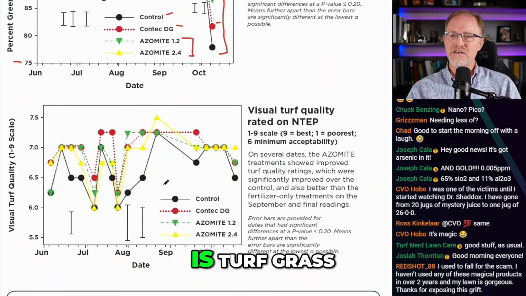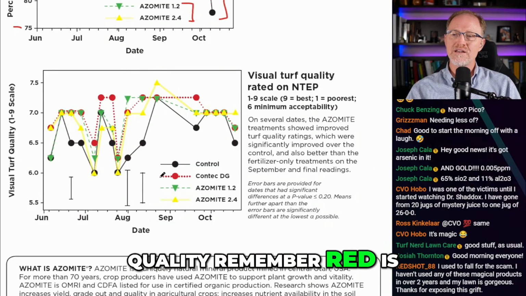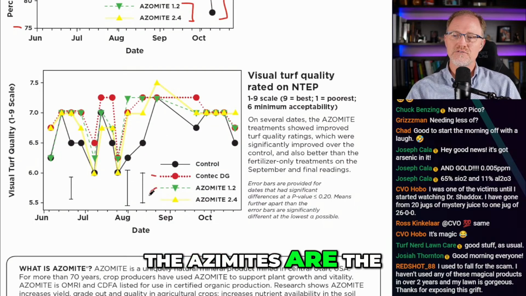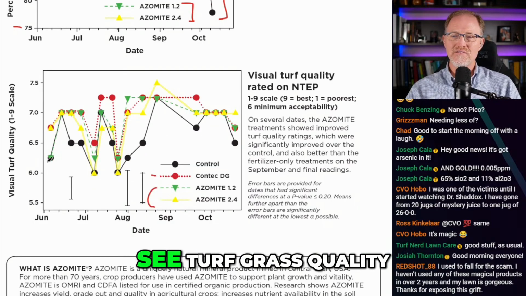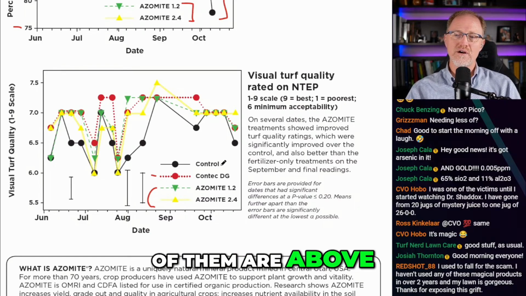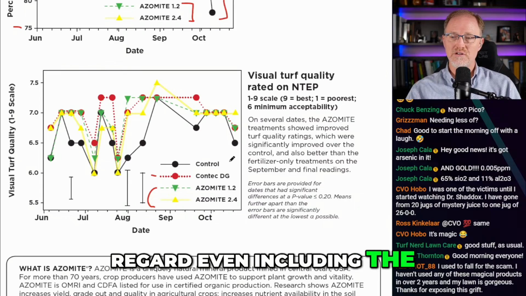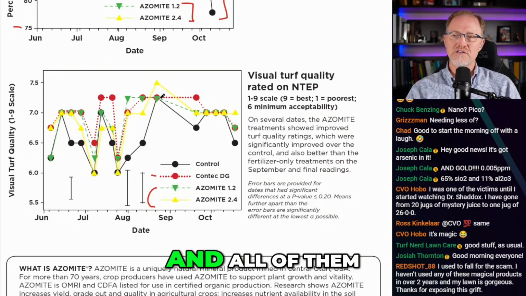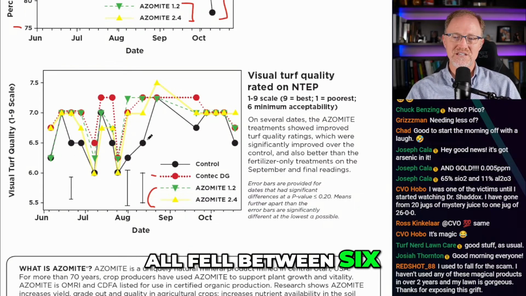The last thing is turf grass quality. Remember, red is the contact DG, and the azomites are the green and the yellow bars here. And you'll see turf grass quality is a little over 6.5. All of them are above 6 on the scale, even including the non-treated control. All of them are above 6, and all of them are below 7.5. So they all fell between 6 and 7.5.